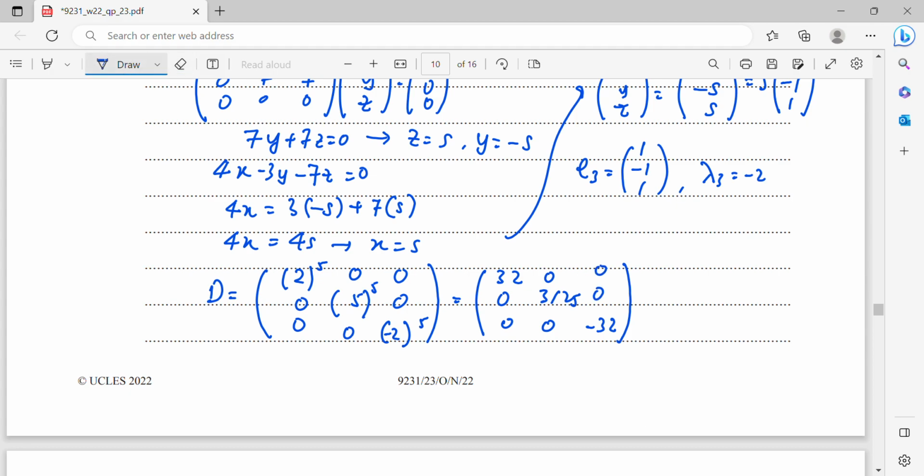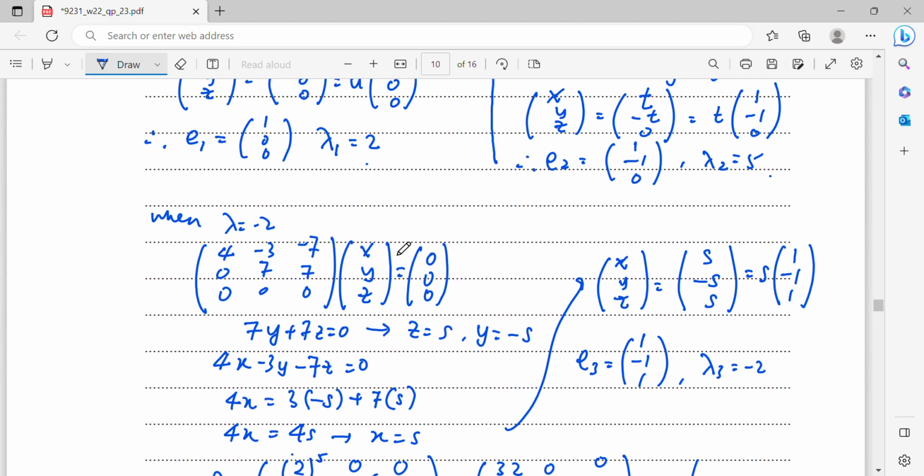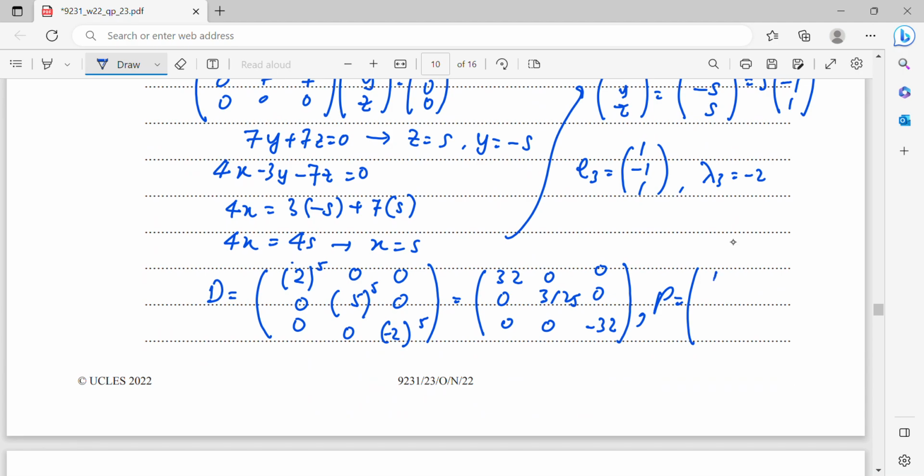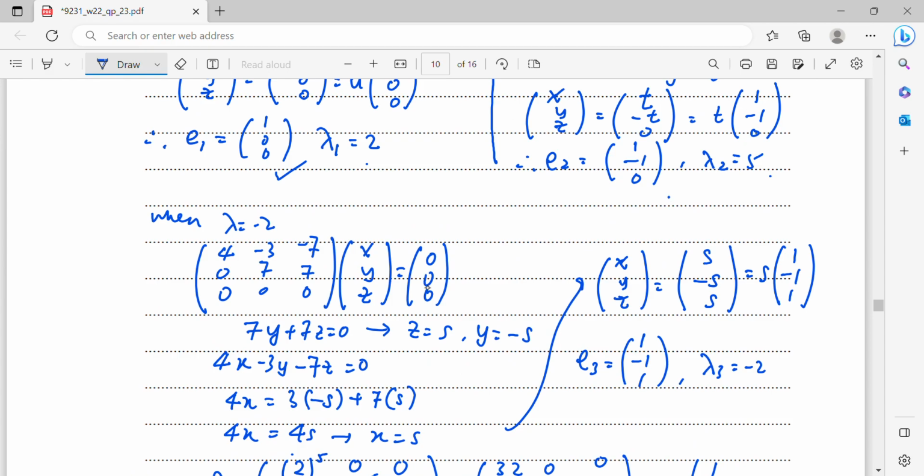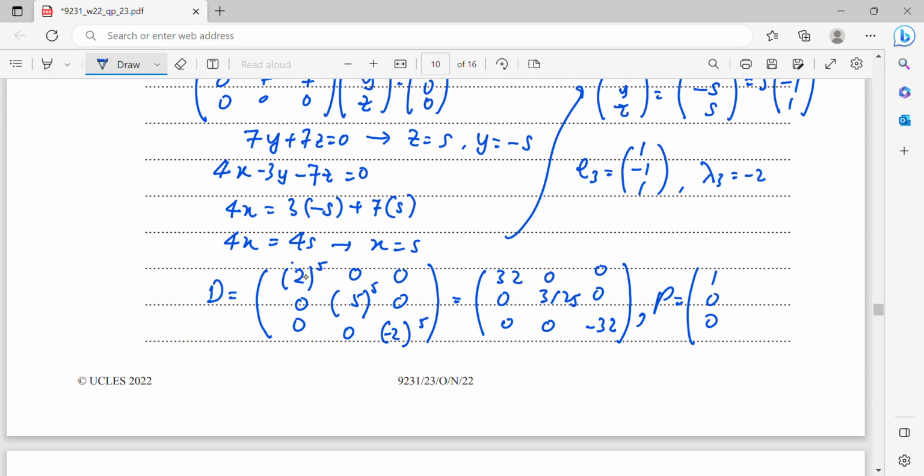Okay, and the corresponding P will be the corresponding eigenvectors. So each column will be the eigenvector for the eigenvalue here. So I will just copy (1, 0, 0) when the lambda is 2. So here (1, 0, 0). Then when the lambda is 5, (1, minus 1, 0). And lastly, I will get (1, minus 1, 1). So this will be the solution. Right?